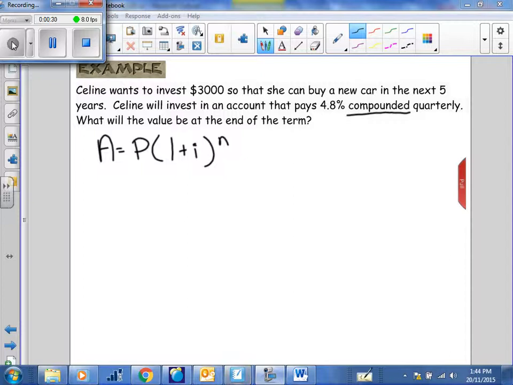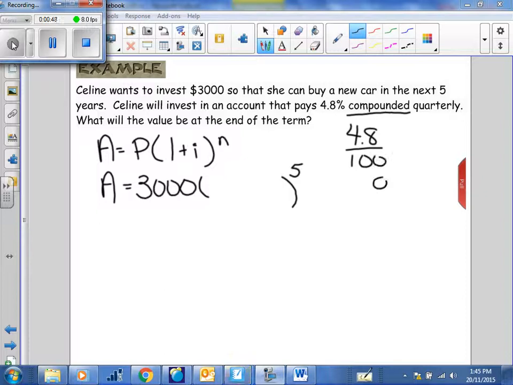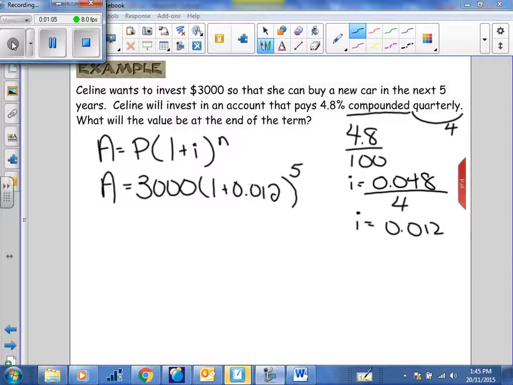So now let's just read through the question and figure out what we know. Celine is investing $3,000. Okay, so that means that your P is 3,000. She wants to buy a car in the next 5 years. The rate is 4.8%, so I divide that by 100. Now if I want to find i, I have to divide it by how many compounding periods? Quarterly means 4. So when I go 0.048 divided by 4, I get 0.012. So 1 plus 0.012. Now my n is the number of years multiplied by how many times I get compounded a year, which is 4.